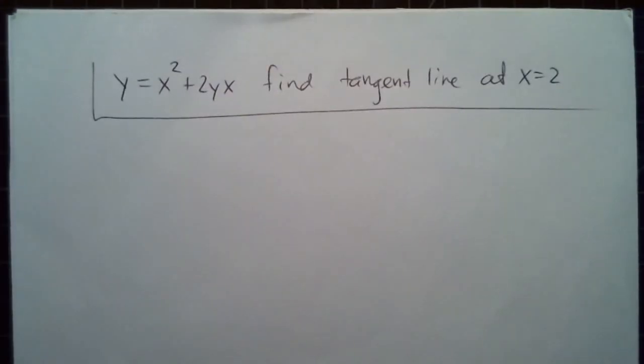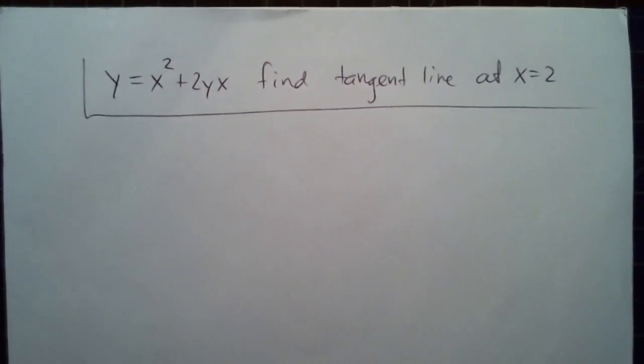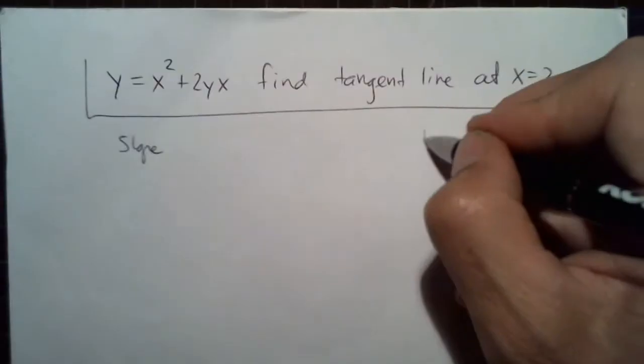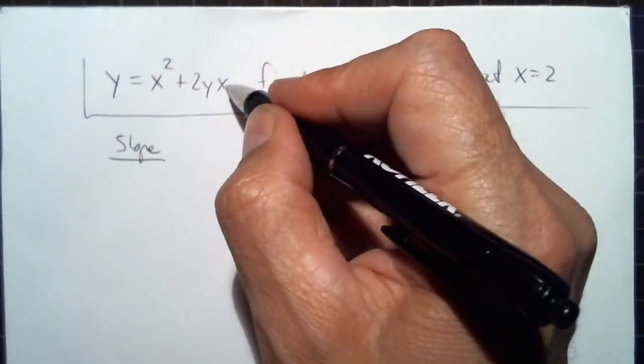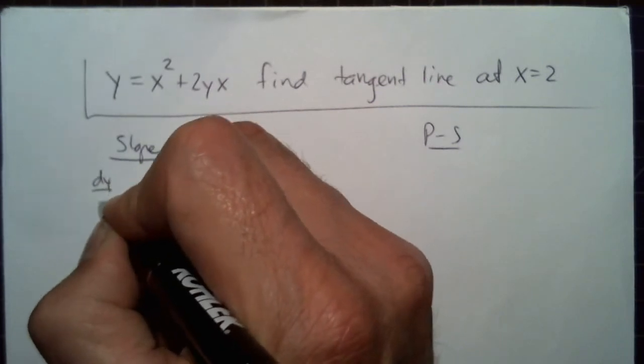Alright, we can also find the equation of a tangent line with an implicit equation. That just requires that we find the slope and then do the point slope formula. To find the slope, we're going to find the derivative. So that's going to be dy dx.